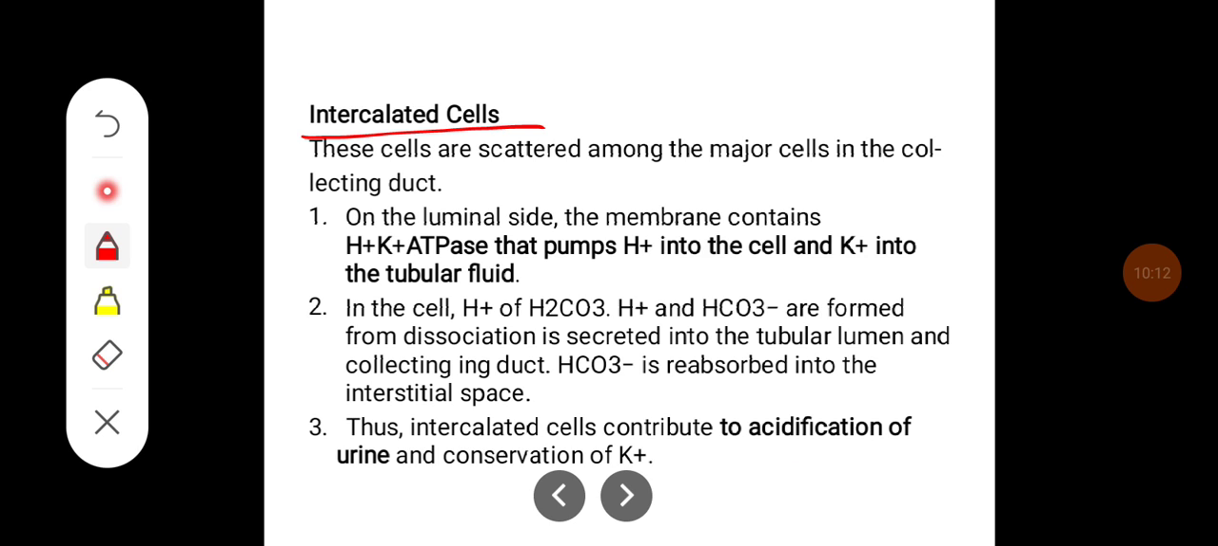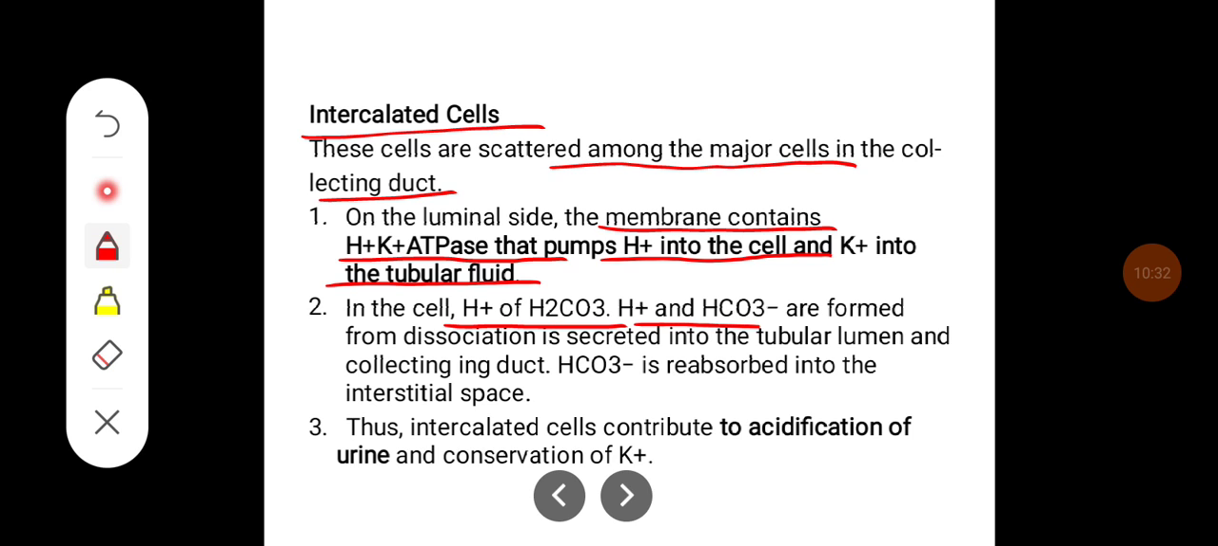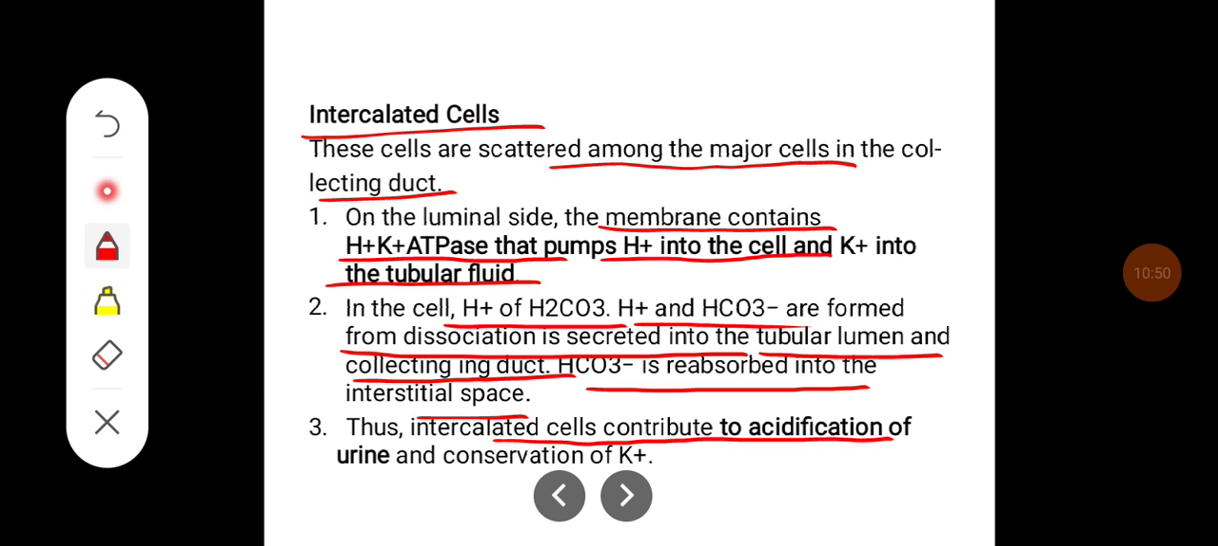Intercalated cells. These cells are scattered among the major cells of the collecting duct. On the luminal side, the membrane contains a hydrogen potassium ATPase that pumps hydrogen into the tubular fluid and potassium into the cell. In the cell, the hydrogen and bicarbonate are formed from dissociation of carbonic acid. The hydrogen is secreted into the tubular lumen of the collecting duct. The bicarbonate is reabsorbed into the interstitial space. Thus, intercalated cells contribute to the acidification of the urine and conservation of potassium.